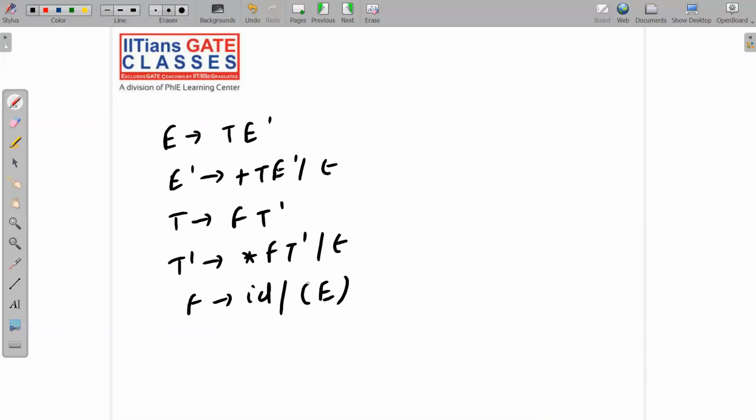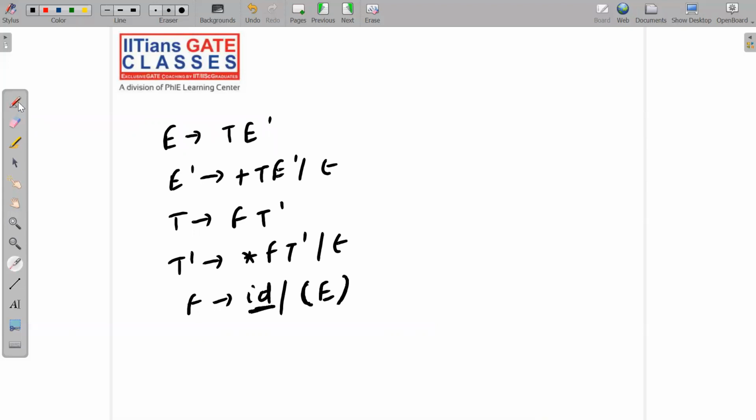So these are terminal symbols. Opening bracket is a terminal symbol, closing bracket is a terminal symbol. Please do not get confused. ID, this entire thing, is a terminal symbol. Do not consider I separate and D separate. So ID is one terminal symbol. Please note it down carefully.